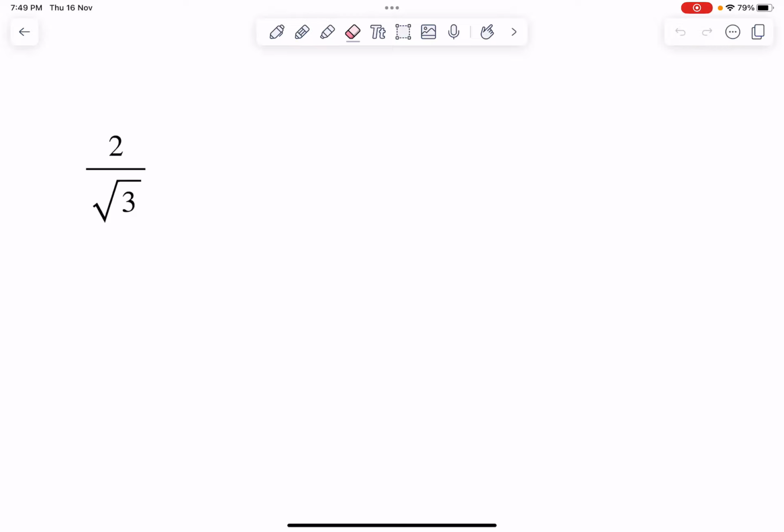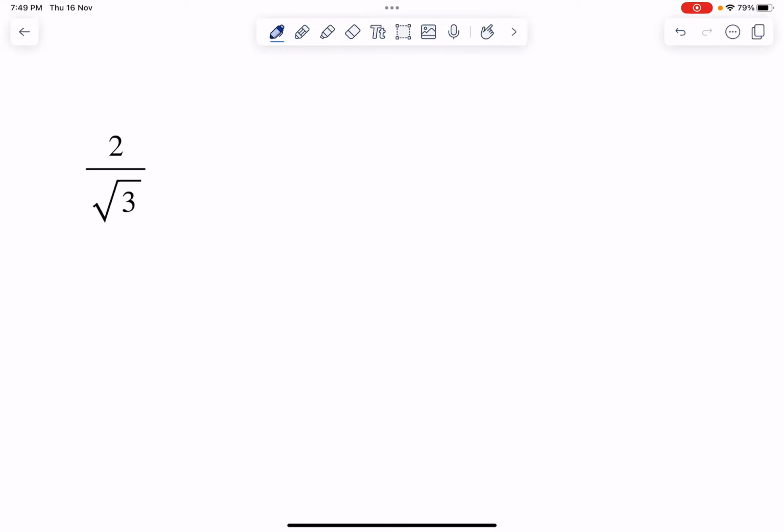Hello students, we are going to learn the process of rationalizing the denominator. So the idea is we do not really want to have surds on the denominator and we will try to make it into a whole number. Why is it important to do so?